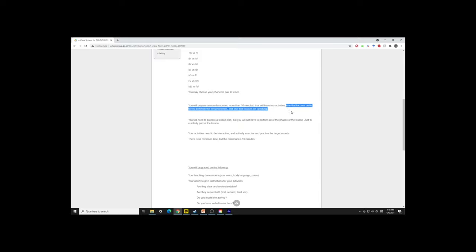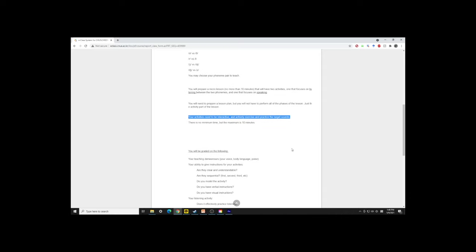And again, you have two activities, one that focuses on listening and one that focuses on speaking. And here's the thing. You need to try to make your activities interactive so the students are actually doing things. They're using their skills. And that is going to be a bit harder because there's not going to be students, but you need to pretend. So prepare activities for that.